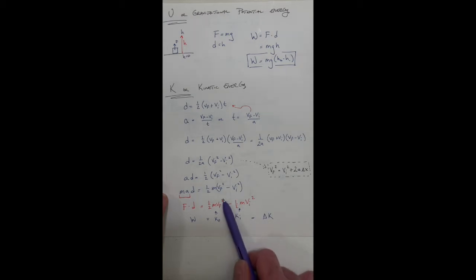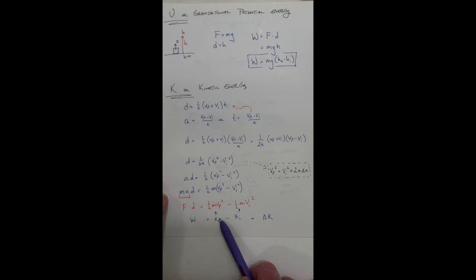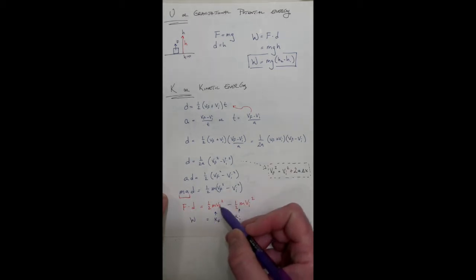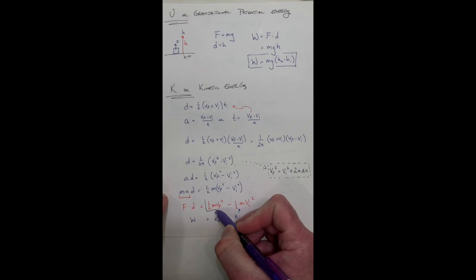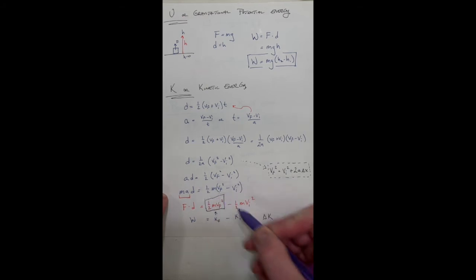Well, I'm going to define this term of 1/2 mv squared as a kinetic energy term. And therefore, my work is equal to the difference in my kinetic energies. So I need you to hold on to this equation of work being equal to the change in 1/2 mv squared.